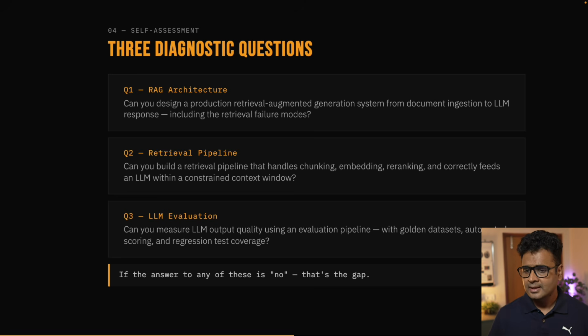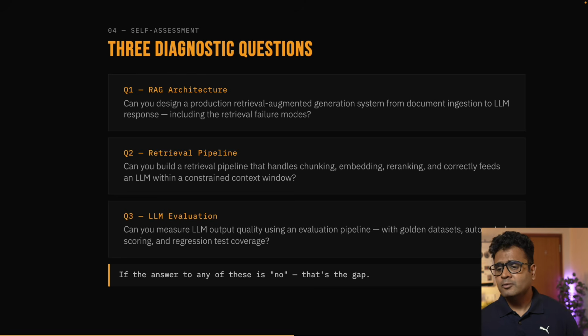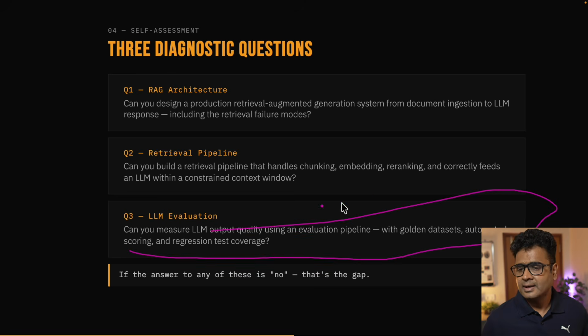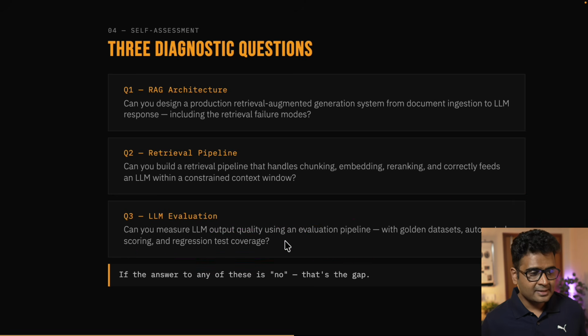Third question is, can you measure your LLM quality automatically? Can you do this automatically with the help of a golden dataset, automated scoring, regression, and test coverage?